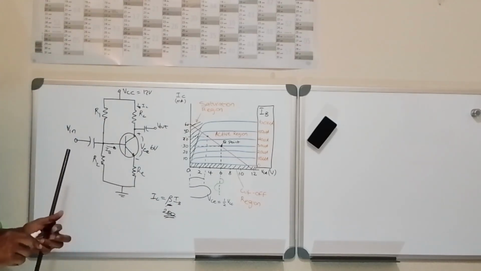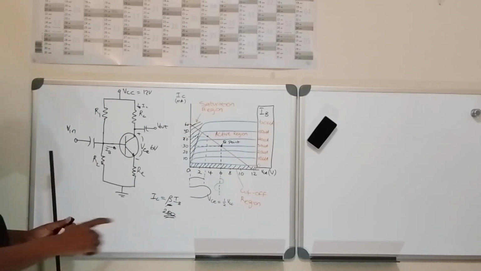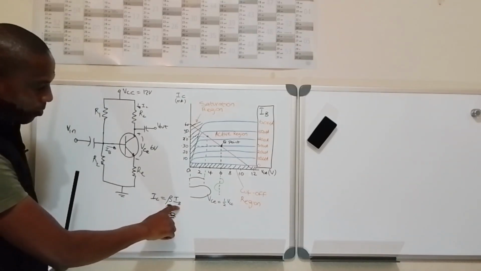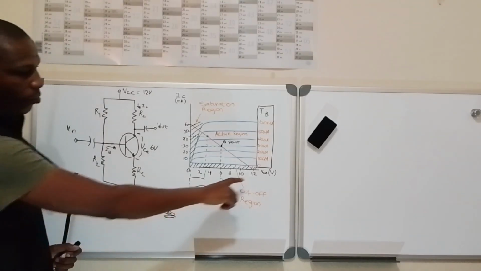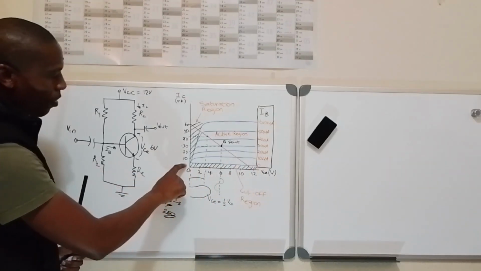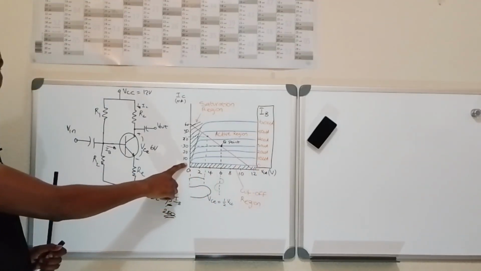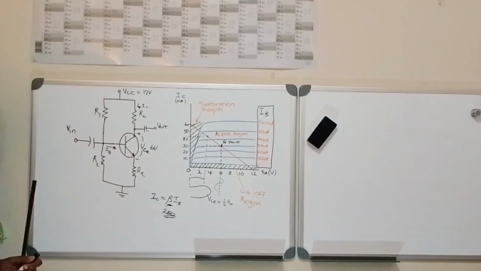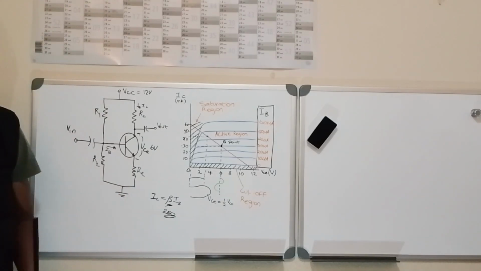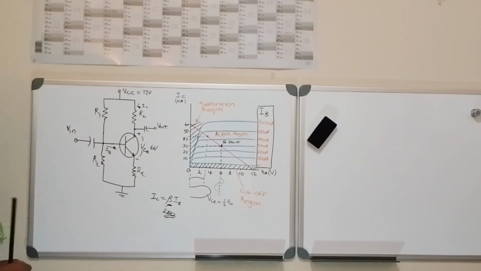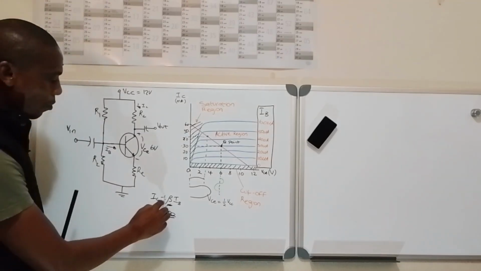So when IB is 0, beta multiplied by 0 is equal to 0. That's why when the base current is 0, the collector current will also be equal to 0. So the transistor will be off. So at saturation, when you say something is saturated, the statement is no longer true.